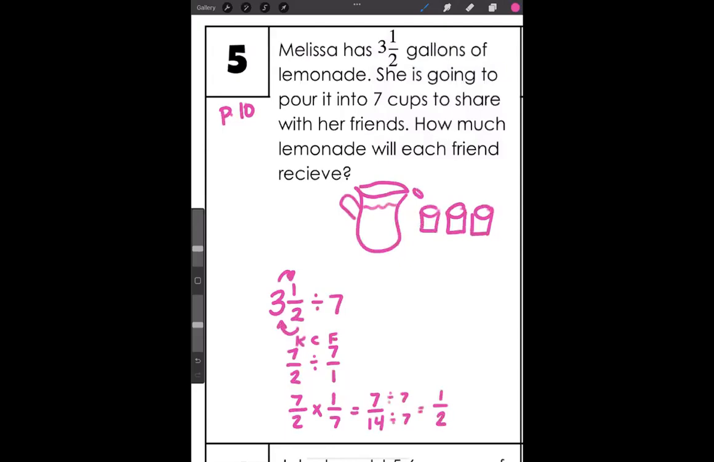So basically, it says how much lemonade will each friend receive, and it was in gallons. So they're each going to get 1/2 of a gallon.